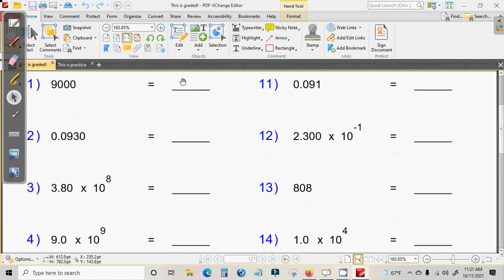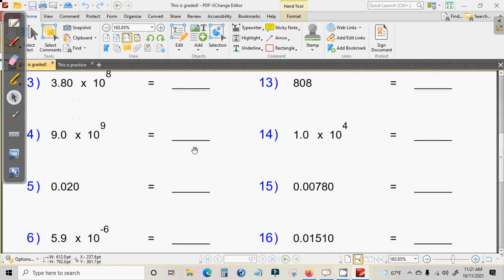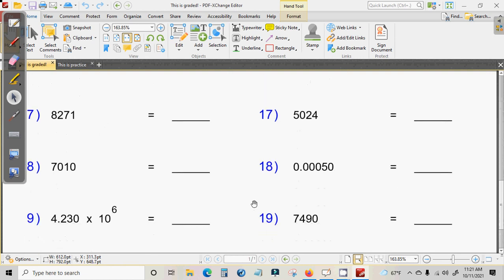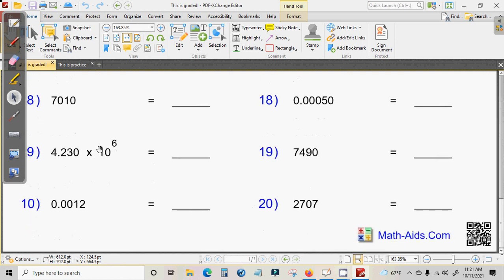If you need to pause the video and get 1 through 4 and 11 through 14, pause the video now. All right. And if you need to get 5 through 8 and 15 through 18, pause the video now. All right. And then the last two, 9, 10, and 19, 20, pause the video now. All right, so that's it.